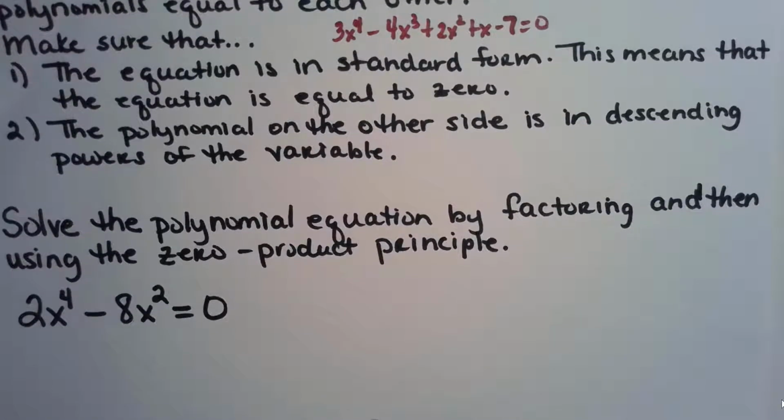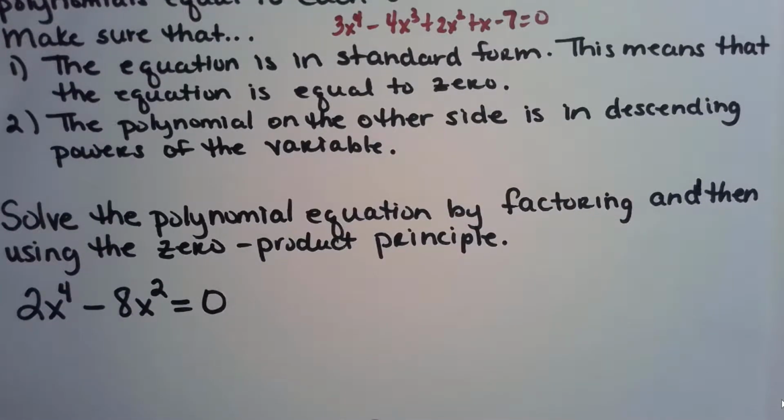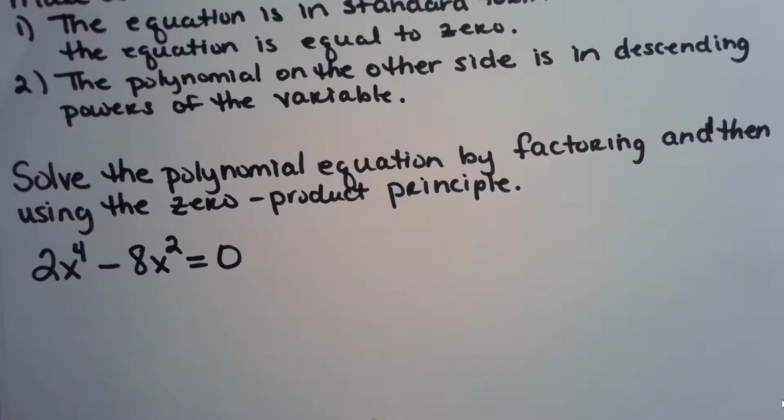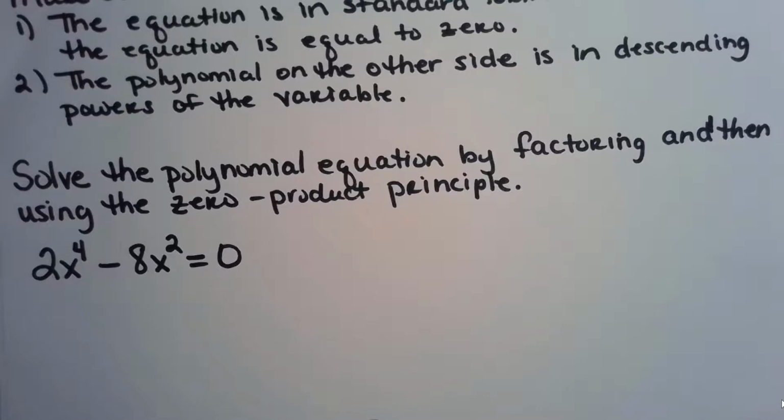So we talked about how to use the zero product principle, and that was whenever we were looking at how to solve a quadratic equation by factoring. We would have to use that zero product principle. So let's look at this first example. We have 2x to the fourth minus 8x squared is equal to 0. This is what we want. We want this equation to equal 0.